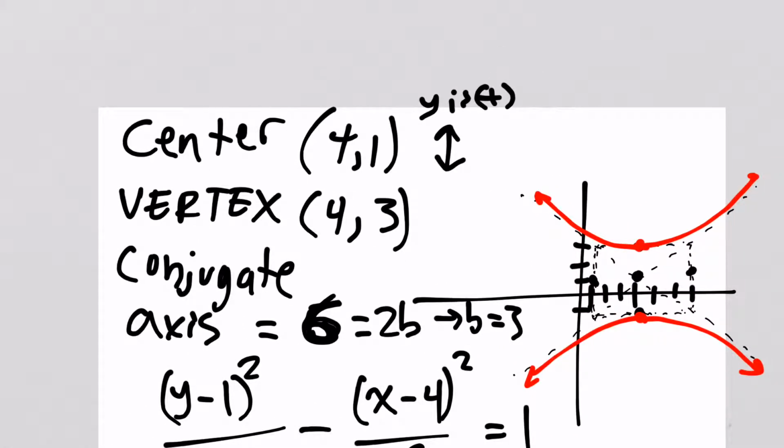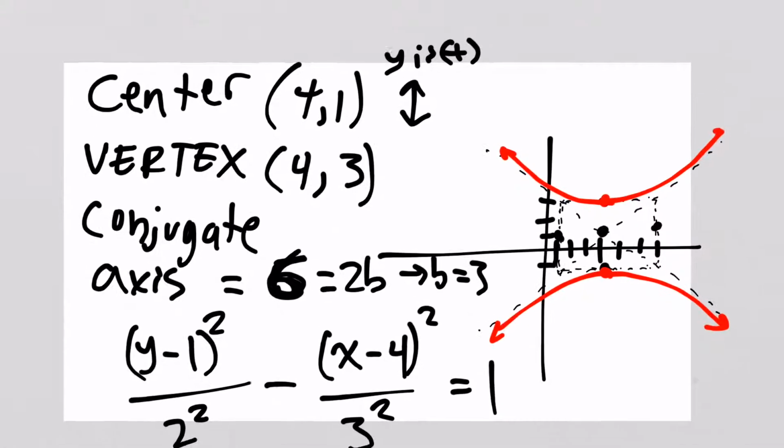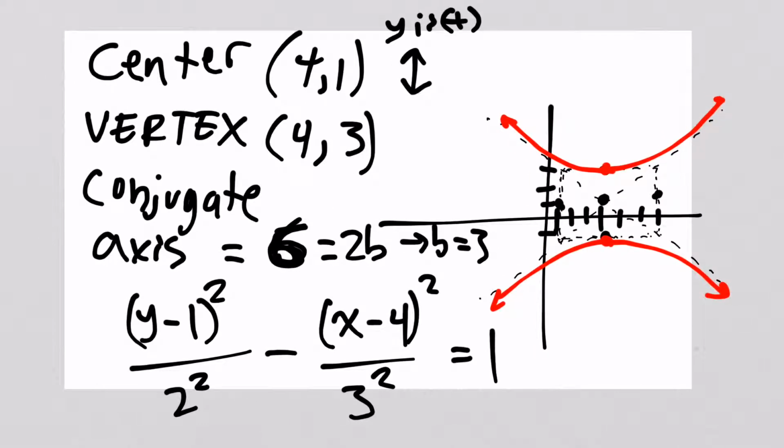From the very beginning, if I had seen that from my center to my vertex the x value was changing, then that would tell me that this thing was going to be opening side to side, and I would flip my thinking about everything that I've done. But what about the equation of the asymptotes?